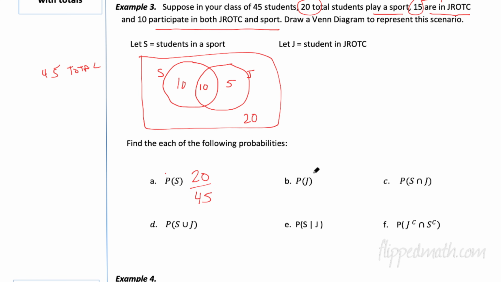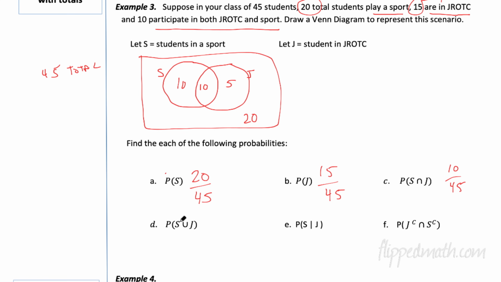So it's 20 out of how many students? 45. What's the probability you're in JRTC? Well, look at the whole circle. That's 15 out of 45. What's the probability that you are in a sport and you're in JRTC? That's this part right here. You're in both at the same time. So that would be 10 total students out of 45.